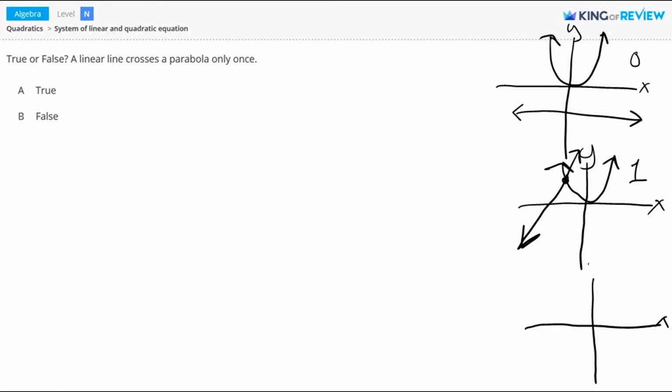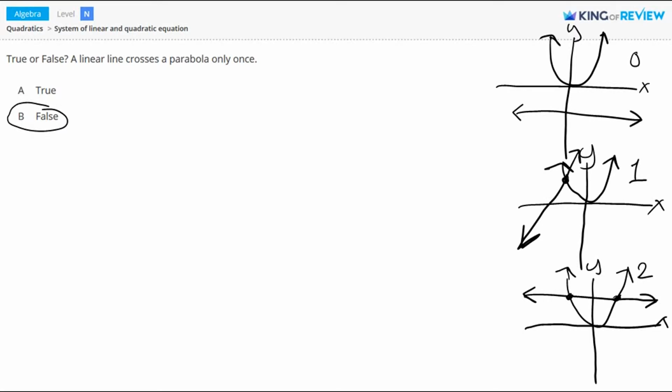We have our x and y axis, and we have a parabola. And what if we have a horizontal line like this? In this case, there are 2 points of intersection too. So it's not necessarily true that a line crosses a parabola only once. It can be 0, 1, or 2 times. So this is false. But let's take a look at an example that we can actually graph.